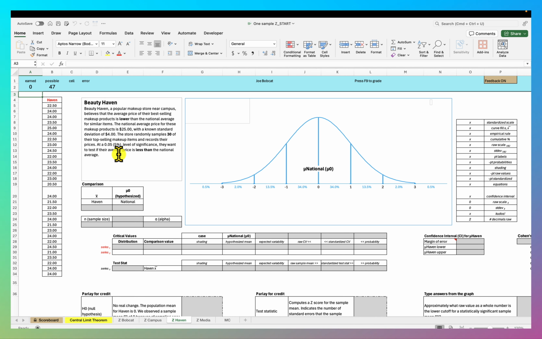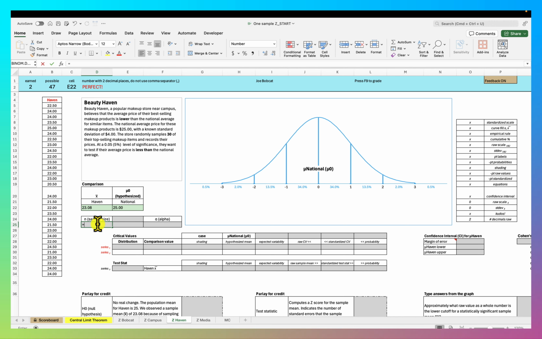At 0.05 or 5% level of significance, they want to test if their average price is less than the national average. So here's the sample that they took from their own store. And we'll calculate the average for that sample. And here's the national average. So clearly there's a difference there. Our task is to see if that's a significant difference or not, or could be just sampling error.